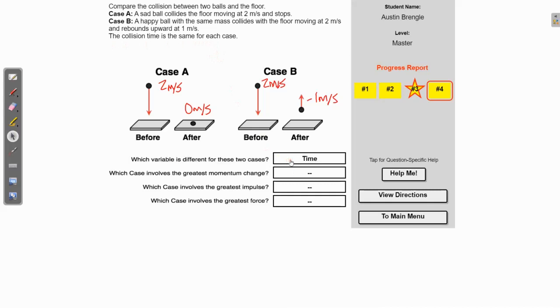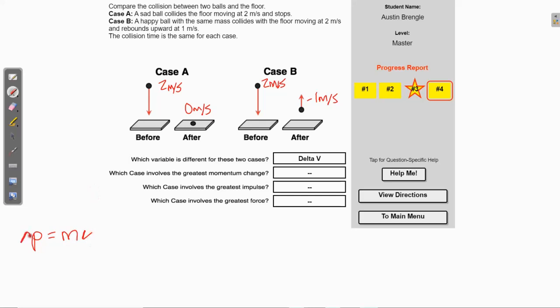It just told us the time of the collision is the same for each. It told us the mass is the same for each. So it's got to be the change in velocity, which makes sense because this one goes from 2 to 0 and this one goes from 2 to -1. So now it says, which one has the greatest momentum change? Well, remember that momentum is equal to mass times the velocity of the object.